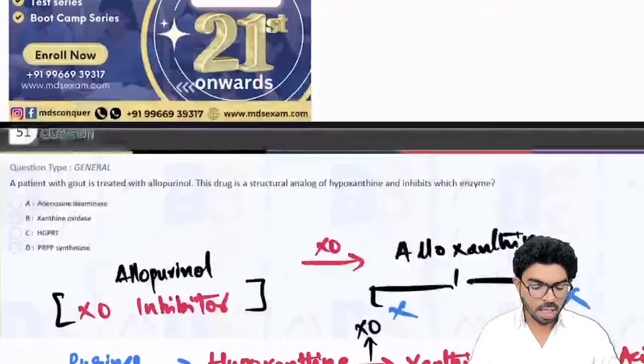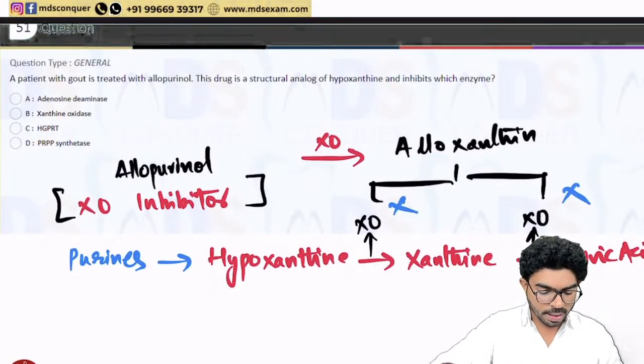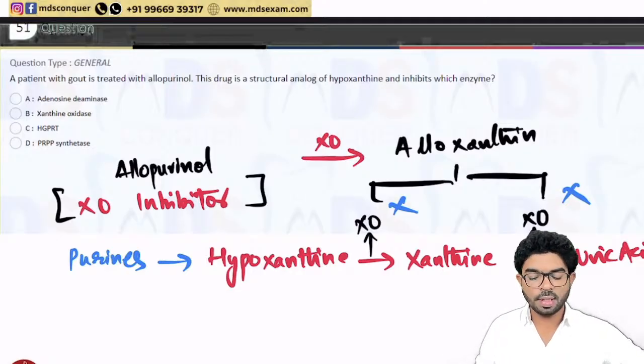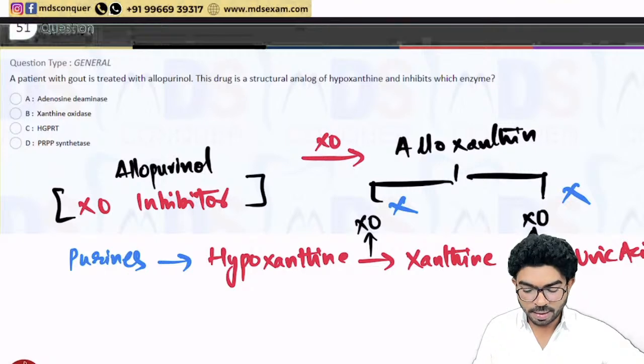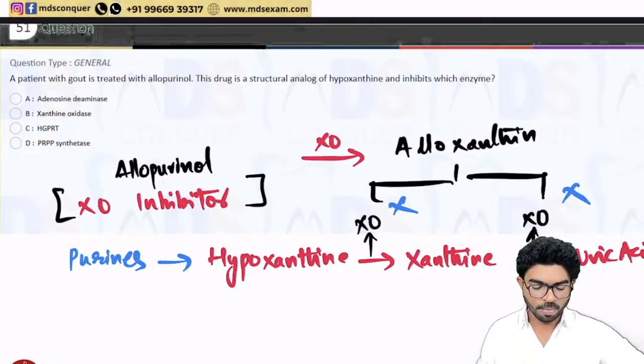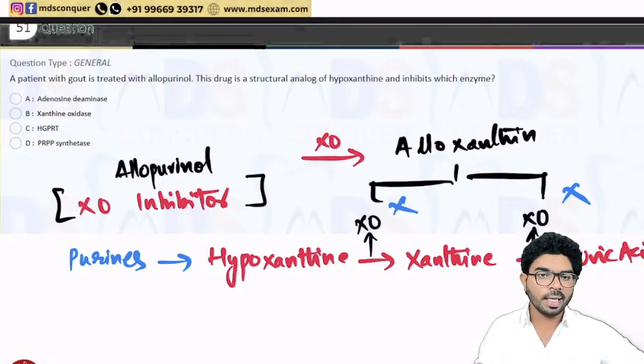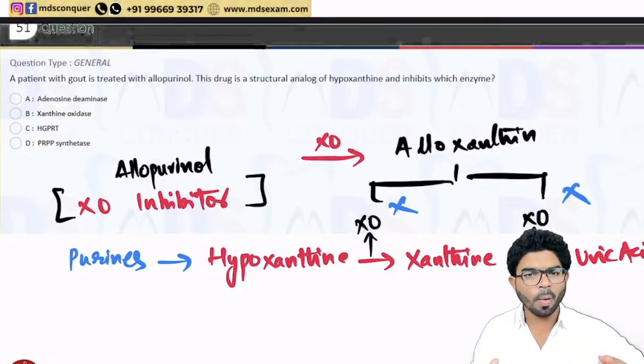Okay, right. So coming to question number 51: a patient with gout is treated with allopurinol, and the drug is a structural analog of hypoxanthine. It inhibits which of the following enzymes? The question is based on the enzyme chapter in biochemistry, and of course it is integrated with your pharmacology. I told you, right, when I'm talking about general pharma, I'll be telling you some more inhibitors. That is where the integrated question has come from, and this is already an old repeat.